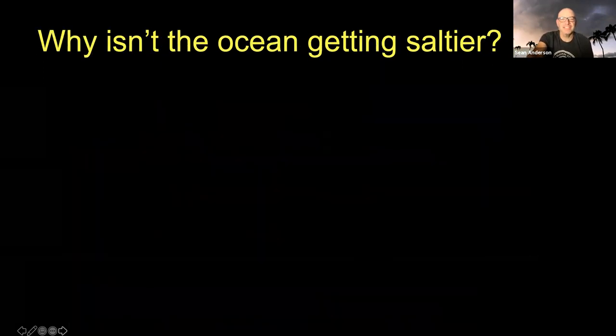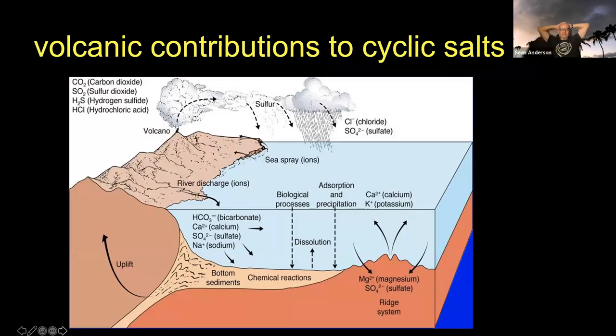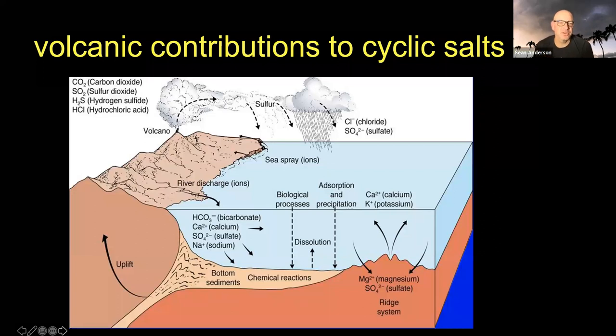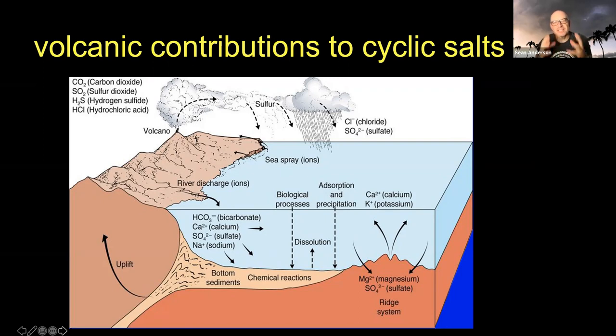Okay, so my last question then is why aren't we getting saltier? So if this is happening, there's erosion every day, right? There are volcanoes going off somewhere around the earth all the time. Hawaii, the Big Island, it's been a continuous eruption for, I don't know what it is now, 20 years or something, or 12 years or whatever. So we have this constant input of stuff. Why isn't the ocean getting saltier over time?